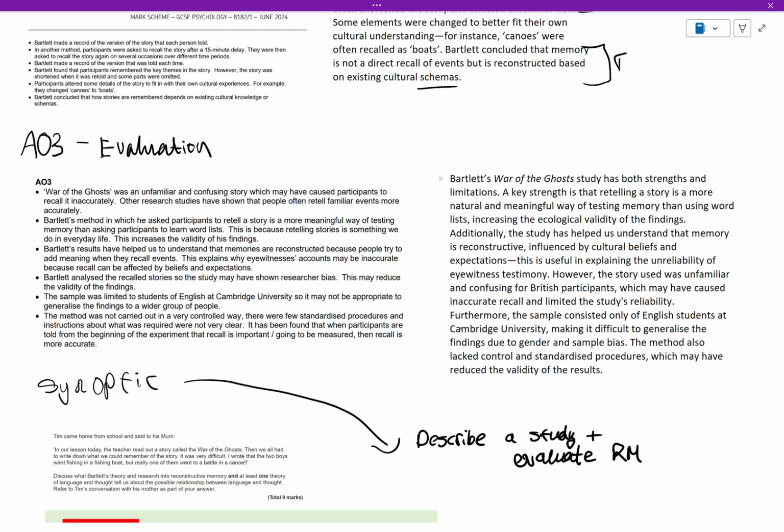So here, it would be our point, and our because, and then finally our therefore. Increasing the ecological validity of the findings means that it has higher generalizability to a wider population, because it's a better way of investigating how our memory works.